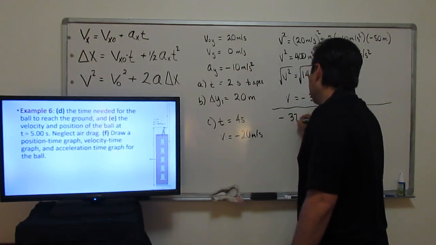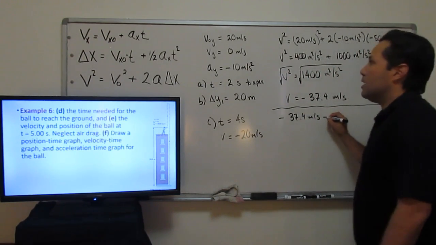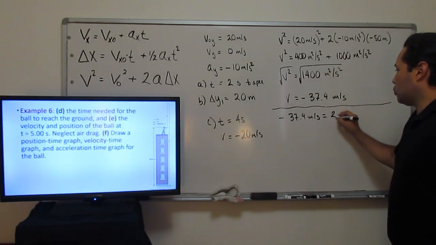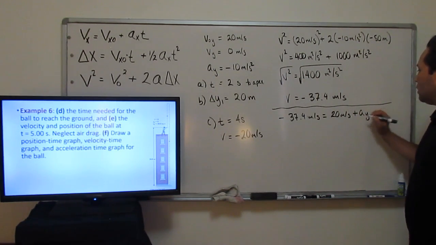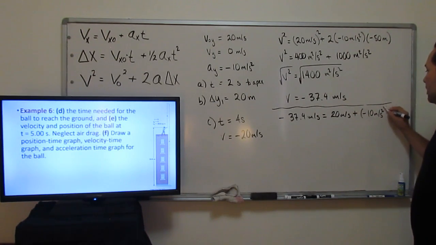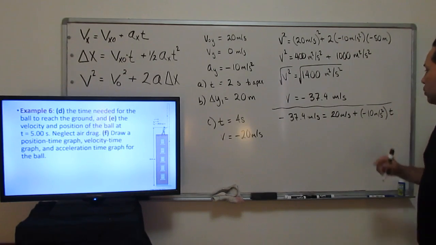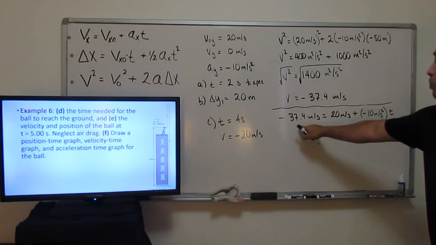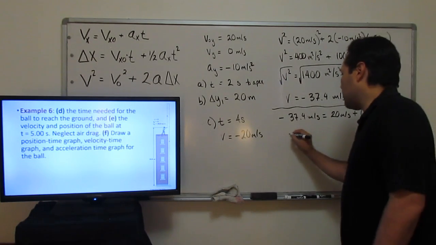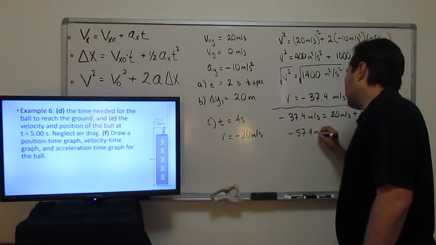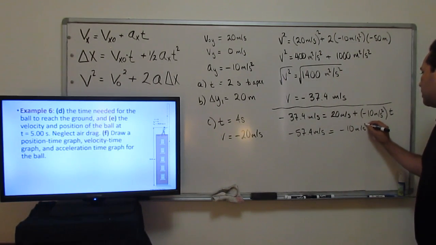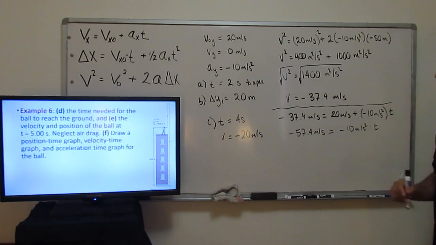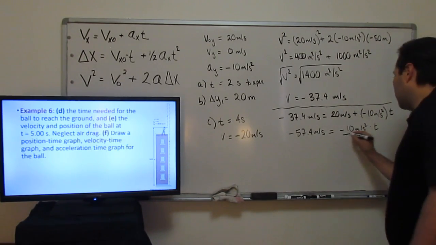So that is negative 37.4 meters per second. It's equal to the velocity, which was initially 20 meters per second, plus the acceleration on the y-axis, which is negative 10 meters per second squared, times time, which is what we're solving for. I'm going to subtract 20 from both sides. That's going to give me negative 57.4 meters per second, equal to negative 10 meters per second squared times time. So we're going to divide both sides by the acceleration.